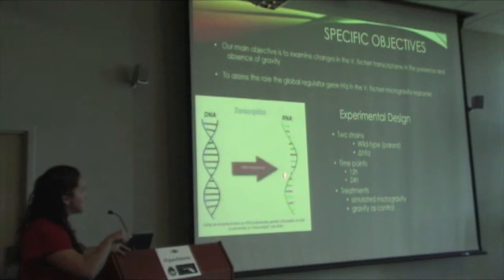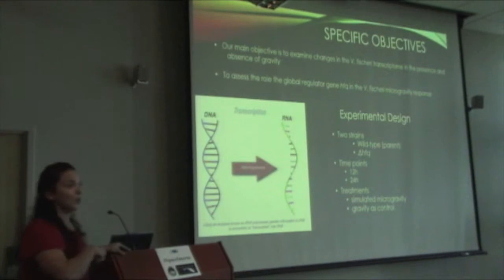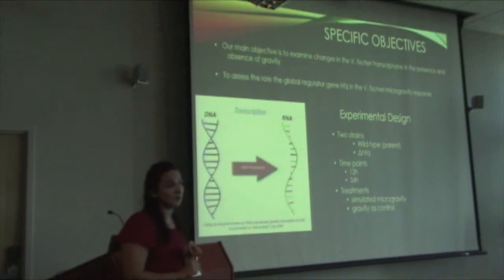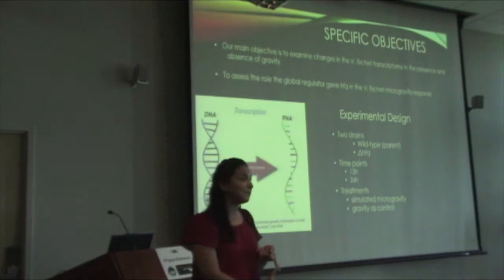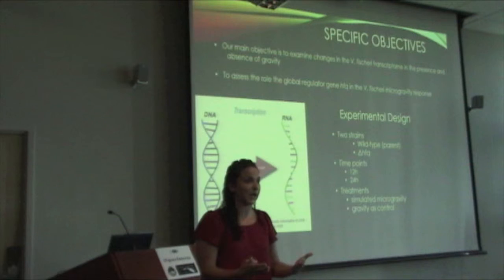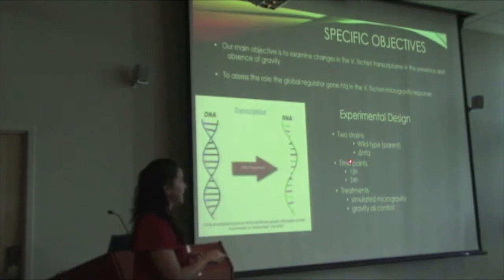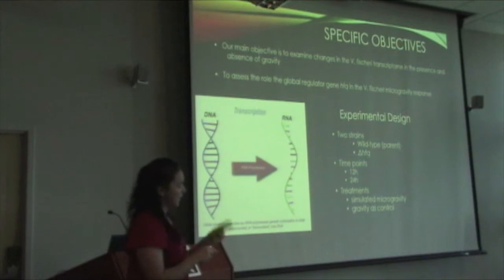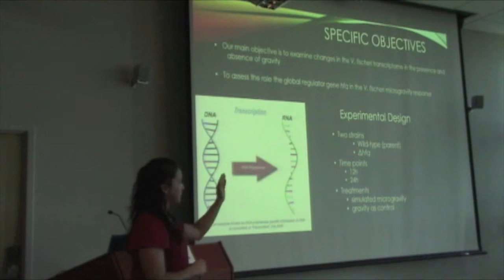So we're very interested in the message that lies in this RNA. The experimental design: we have two strains of Vibrio fischeri. We have a wild type, or the normal, or the parent strain, and a knockout of hfq. So we have one wild type and one hfq mutant.